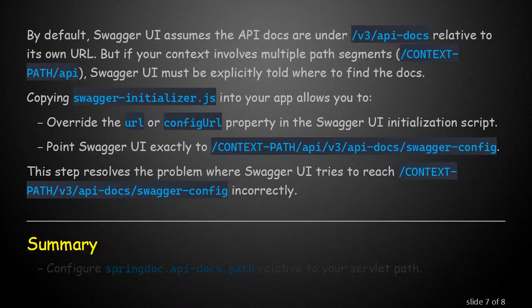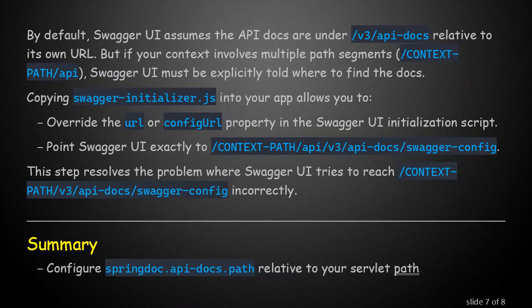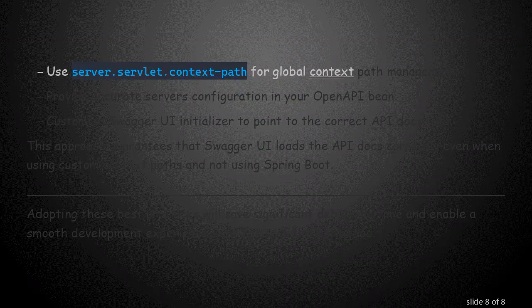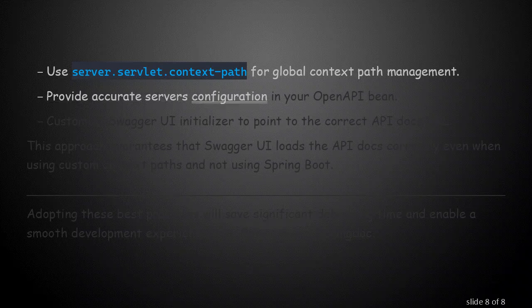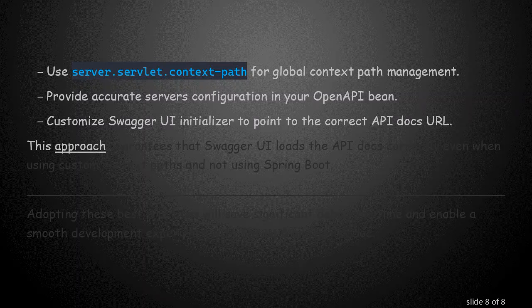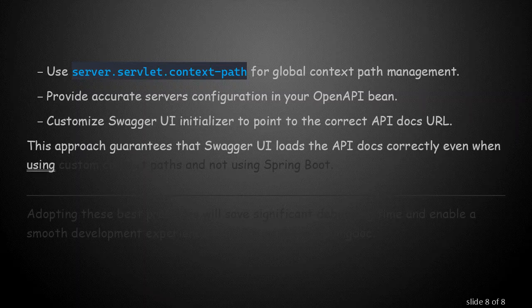Summary. Configure springdoc.api-docs.path relative to your servlet path. Use server.servlet.context-path for global context path management. Provide accurate servers configuration in your OpenAPI bean. Customize the Swagger-UI initializer to point to the correct API docs URL. This approach guarantees that Swagger-UI loads the API docs correctly even when using custom context paths and not using Spring Boot.